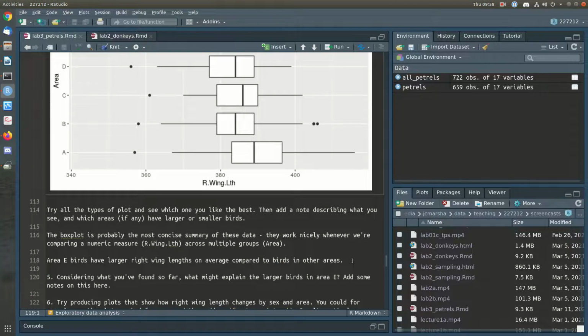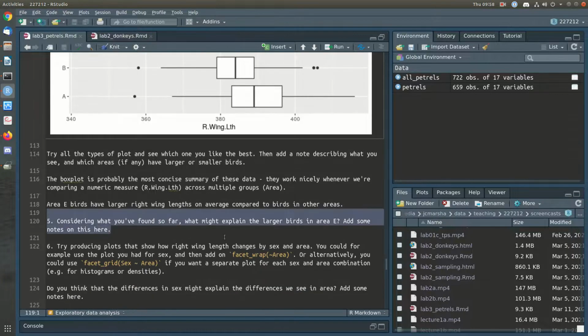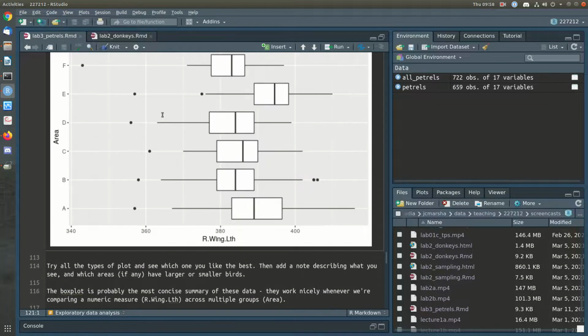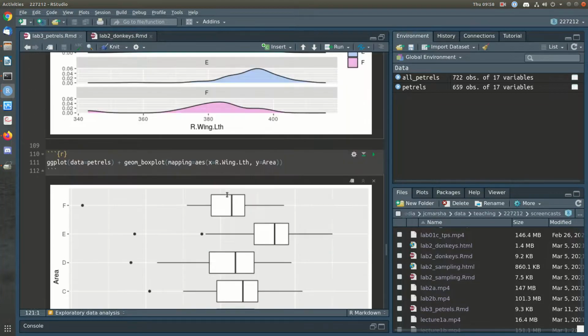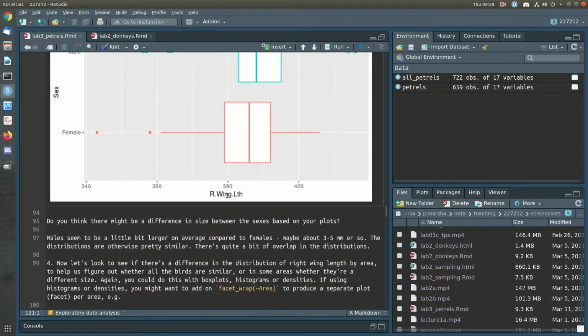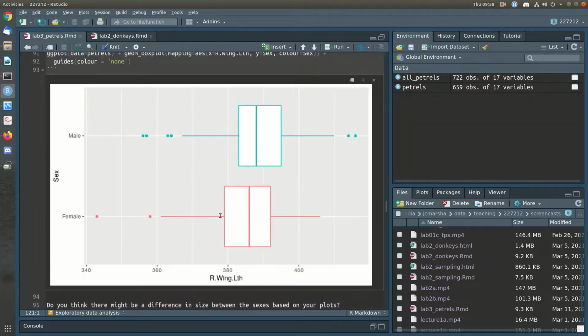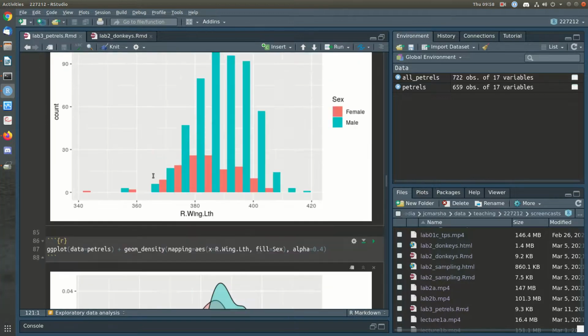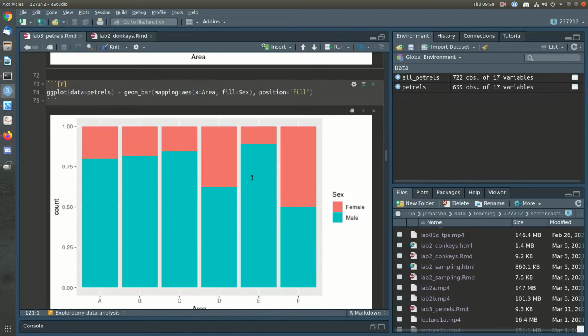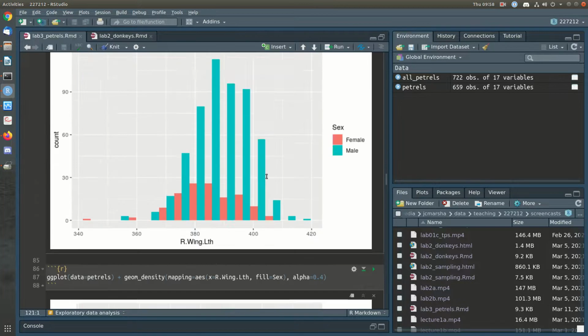Okay, so considering what we found so far, what might explain the larger birds in area E? So we need to kind of look back and see what we found. So we found that area E birds are bigger. We also found that males were bigger. And we also found that area E had a higher proportion of males. So it might be that when we look at all area E birds, we're just measuring more males, and because males are bigger, it looks as though area E birds are bigger, but it's just due to the fact that there's more males.